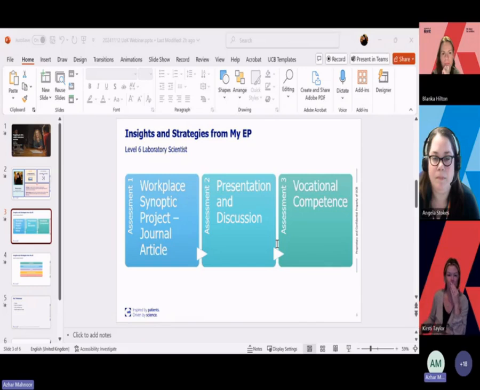There were 3 main components of the EPA, and that was the Workplace Synoptic Project, which is written in the form of a journal article, and it summarises the final workplace project that you complete. There is an assessment on the presentation and a discussion following that presentation with your assessor, and there is also a vocational competence interview.